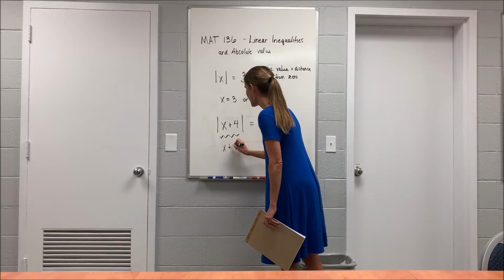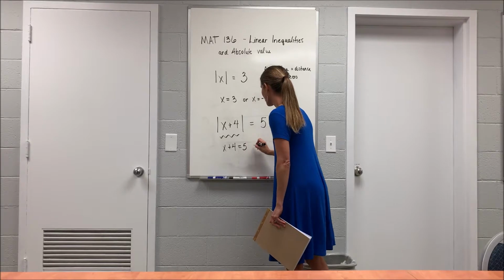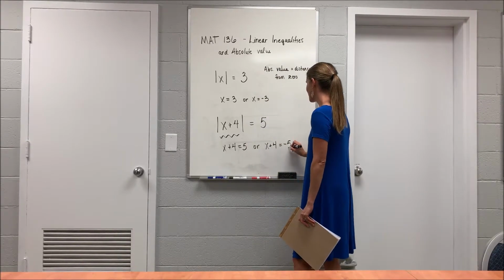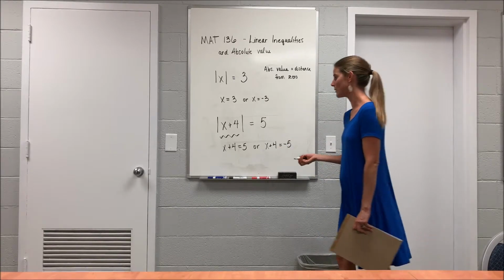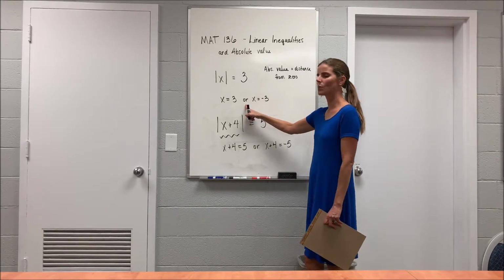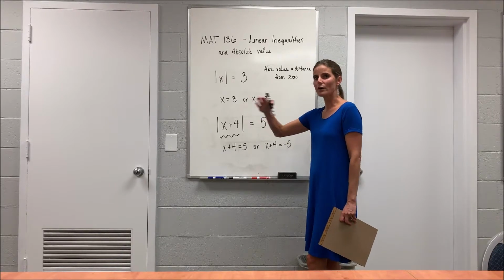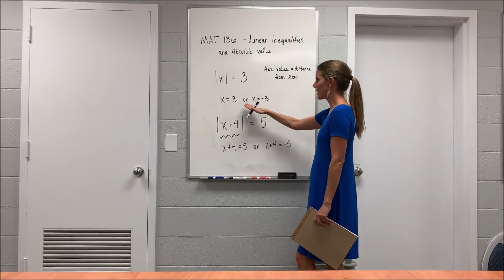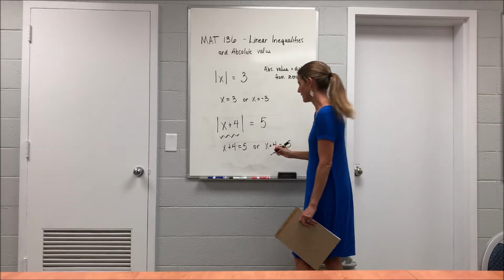So x plus 4 equals 5, or x plus 4 equals negative 5, because again, it's the distance from 0. So then I just want to solve both of these. Notice a key thing here is that I'm using the word or. That means that it's one or the other. Both of them would work. So we are considering more than one solution on these.